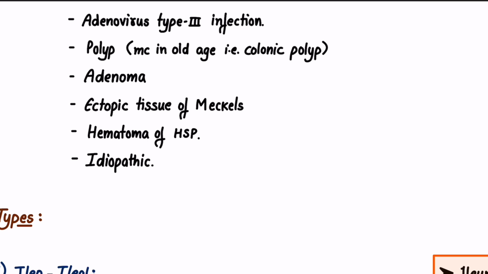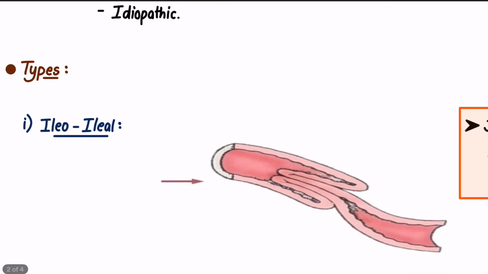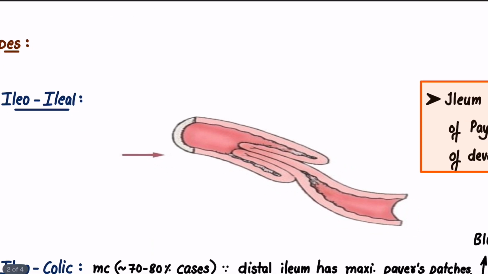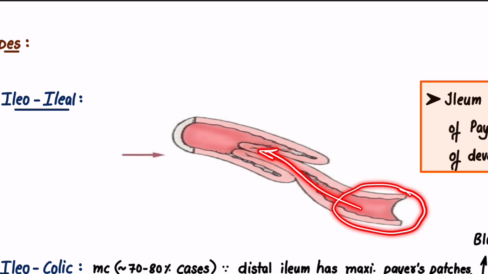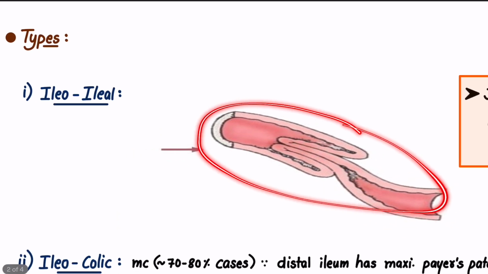I have already discussed how these etiological agents will cause invagination of intestine within intestine. Then moving on to the types of intussusception. The first one is ilioileal. The name itself indicates that it is the invagination of ileum inside ileum only. This is not so common, but can be seen in a few cases where, for example, a proximal part of the ileum is invaginated into its distal part, known as ilioileal intussusception.